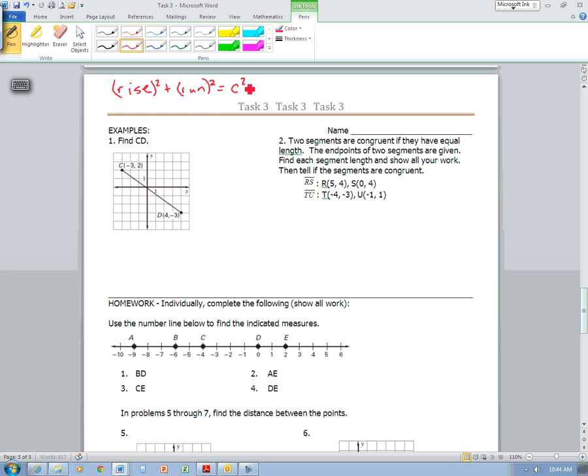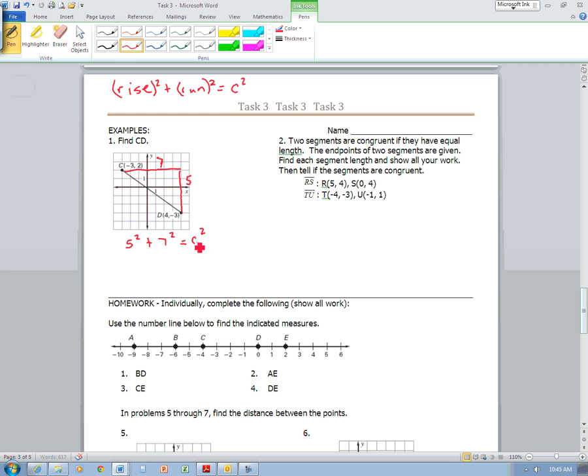equals C squared. So if you're looking at a graph, you want to count how much am I going up, how much am I going over, and just use your Pythagorean theorem. So if I'm going to count up, I'm going 1, 2, 3, 4, 5 units up. If I'm counting over, I'm counting 1, 2, 3, 4, 5, 6, 7 units over. And then all you have to do is plug it into the Pythagorean theorem. So you need to say that it's 5 squared plus 7 squared equals C squared.